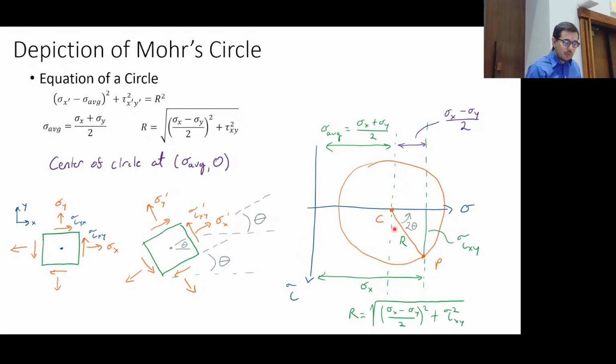But the point is, the center is at the sigma. See this? This is the sigma average right there. Don't worry too much about this yet. You see the radius of this circle, like that, and we see that we have a sigma and a tau.